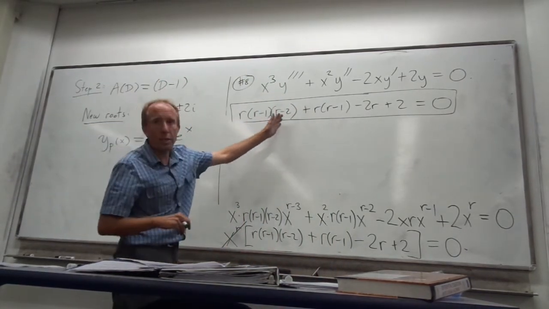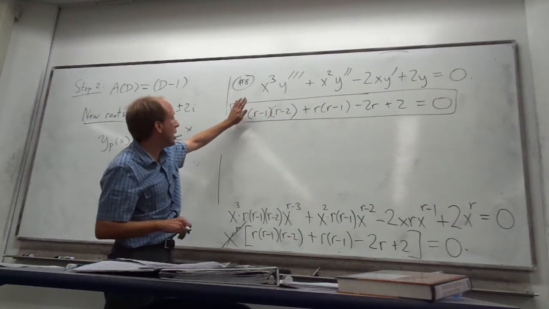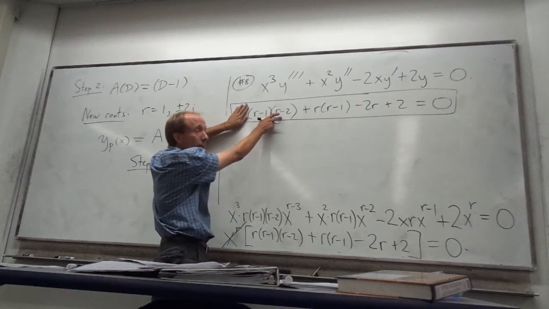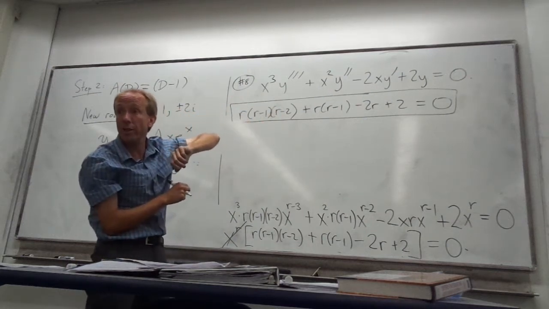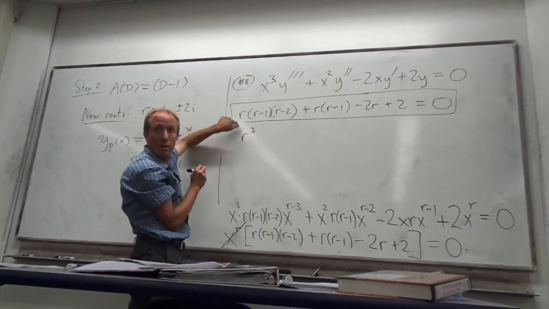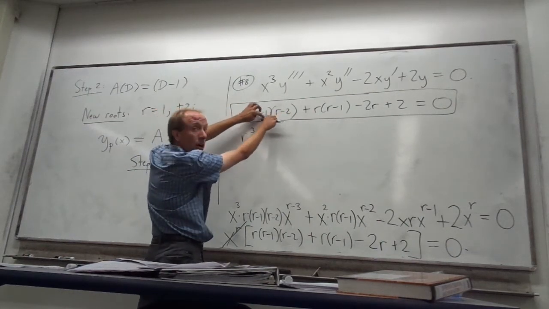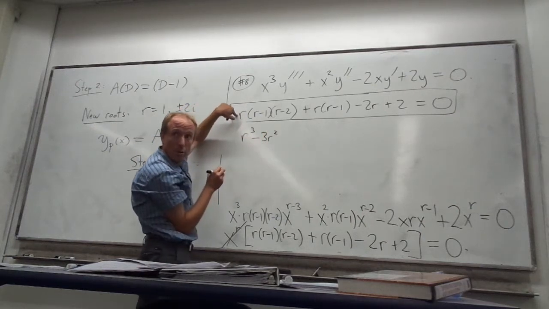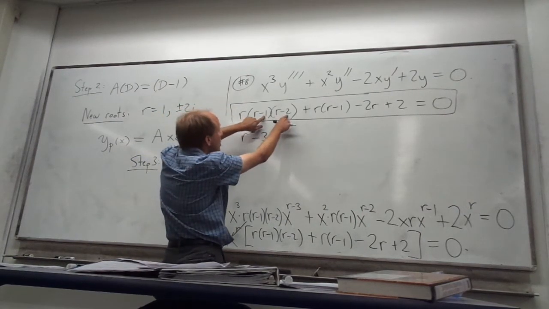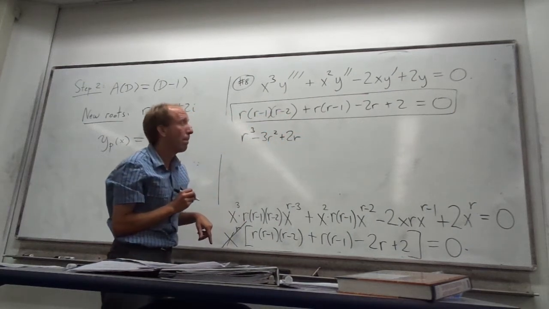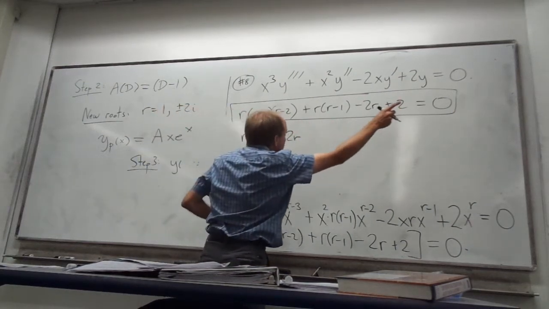The best way to expand this first term out is to treat it as a FOIL of this part to get a quadratic, and then just tack an extra r onto everything. So I have r squared, but it's going to become r cubed. And then I have minus 3r, but it's going to become minus 3r squared, because there's another r here. The constant term is plus 2, so it's really 2r. Okay? And then the rest of it's pretty easy.